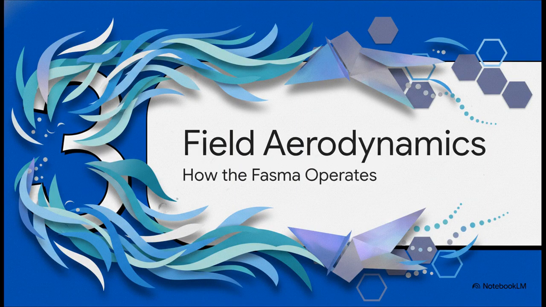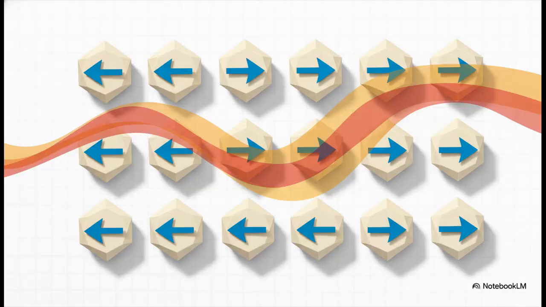Okay, so if space is this active, packed medium, how does energy actually get from one place to another? Well, the framework calls this process field aerodynamics. It's all about how forces propagate, not through a void, but through the mechanics of the phasma itself. Now, this is a critical distinction. The core mechanism is called the compass needle effect.